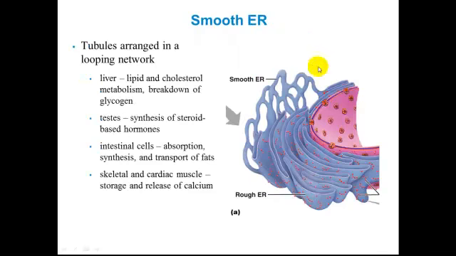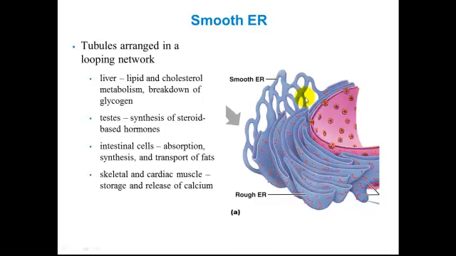Now, the smooth ER is slightly different. The smooth ER, we do not see ribosomes associated with it. So instead of seeing protein production, we're actually going to see lipid production here. Now, how this occurs is going to be pretty different depending on where and what kind of cell we're talking about. So in places like the liver, we're going to see the breakdown of glycogen occurring and cholesterol metabolism. In the testes, we're going to see the synthesis of the sex steroid hormones. In skeletal and cardiac muscle, the smooth ER is going to be important in the storage and release of calcium. So the smooth ER is going to have very different jobs based on the cell in which it is found.